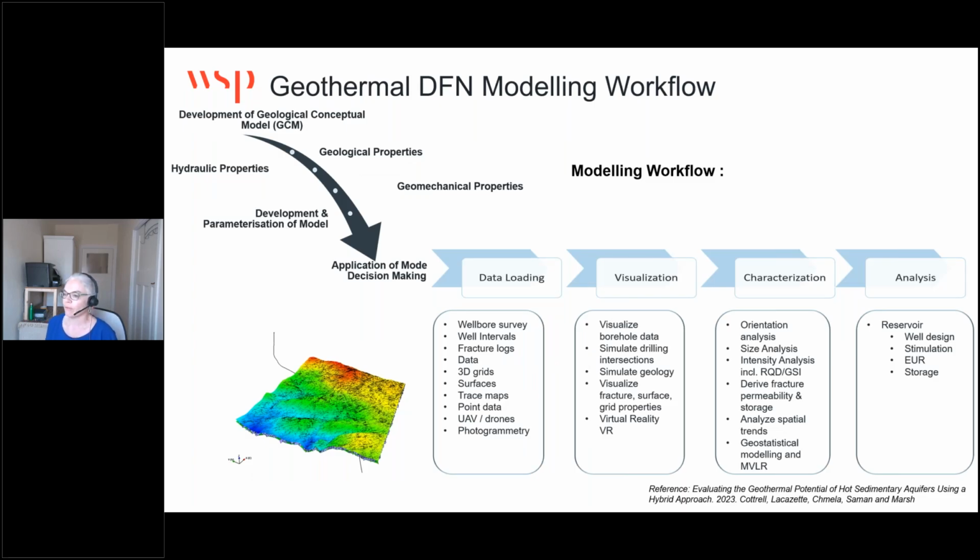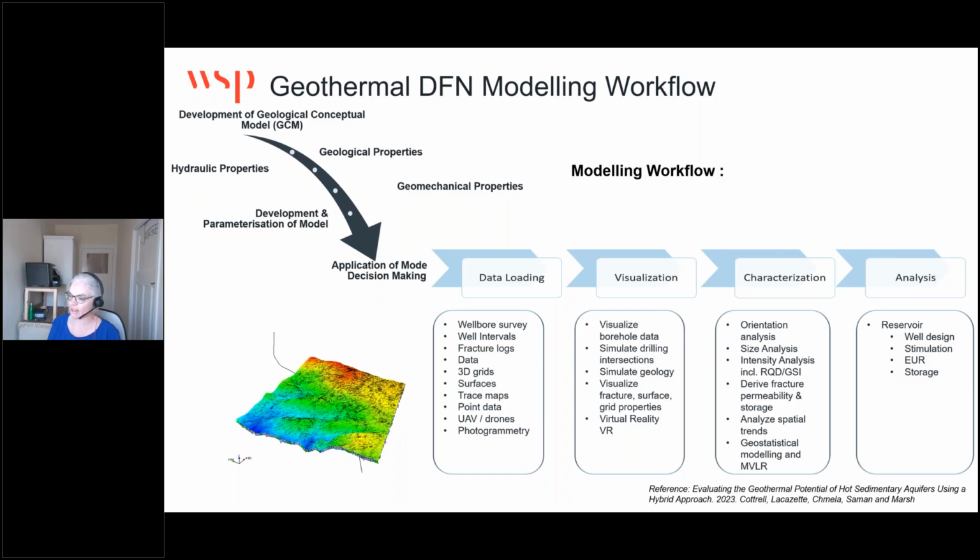The DFN modeling workflow starts with the data loading step, which provides the basis for import and assembly of the basic geological, geomechanical, and reservoir engineering data. It is typical for this step to include integration of well data, fracture logs, reservoir grids of properties, and photogrammetry data. Next is the visualization step, which provides the opportunity for visualization and validation of the available data. This often includes simulation of static fracture model data and comparison and validation with observed fracture intersections.